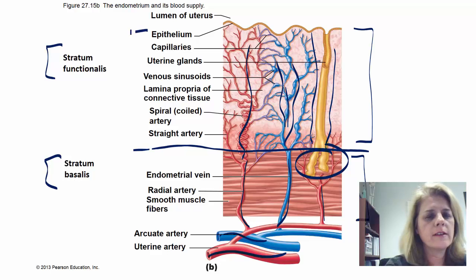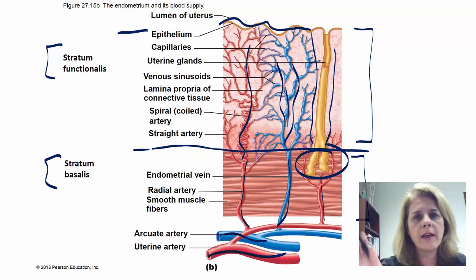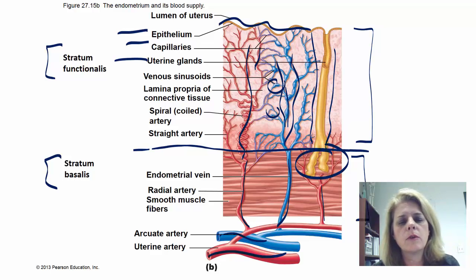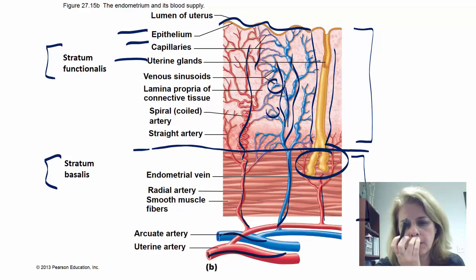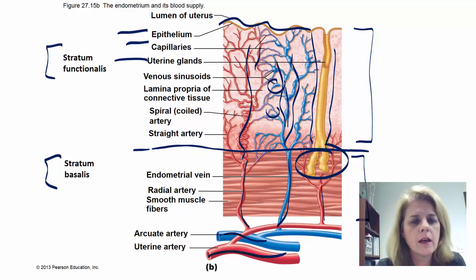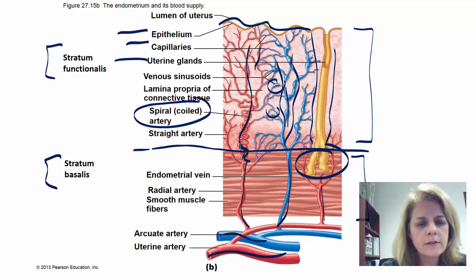So here we have our things labeled. You have your epithelial layer. Remember that lines the uterine cavity. You have your capillaries, because arteries and veins have to be connected at some point. You have your uterine glands, those secretory glands. You have some venous sinusoids, and that'll become a little more apparent when we talk about the placenta and how the mom and the baby come together to form the placenta. We'll get there. But one cool thing about these arteries is they're called spiral arteries.